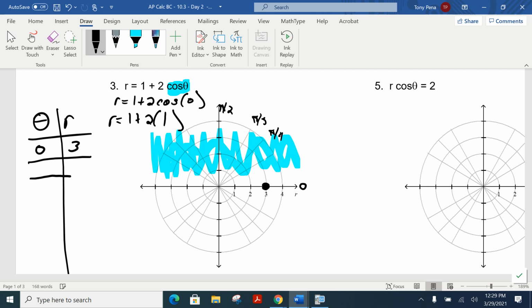We're going to skip the pi over 6. We don't want to deal with that root 3 over 2. So we're going to go to pi over 4. That's our root 2 over 2. So you would have 1 plus 2 times root 2 over 2. These will cancel. So what we end up with in this case is 1 plus a root 2.